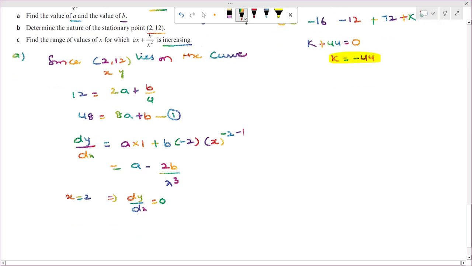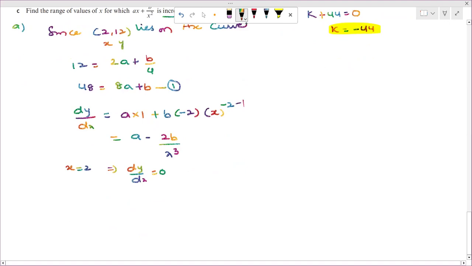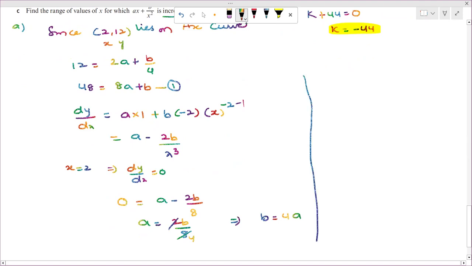Okay. Now simplify that. So 0 is equal to a minus 2b by 2 cubed, which is 8. Now see, a is equal to 2b by 8, that is 2 ones are 2, 2 times 4. So that implies b is equal to 4a. Now this b value you substitute in equation 1.